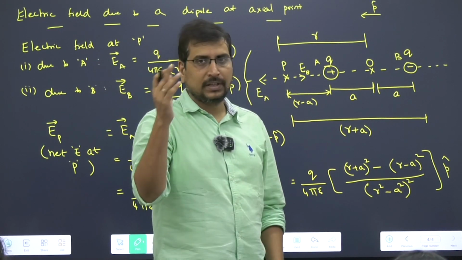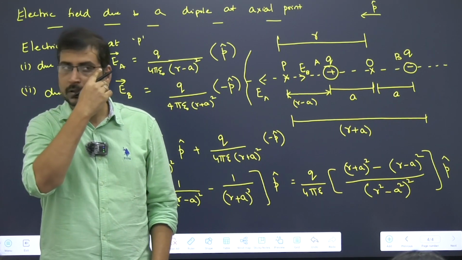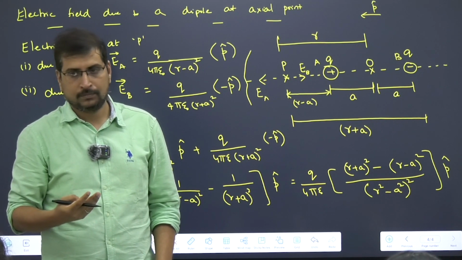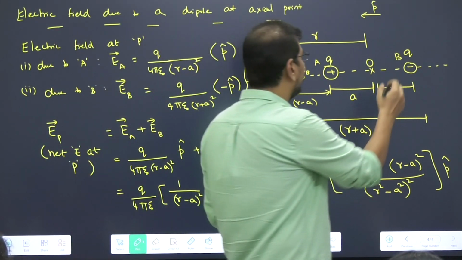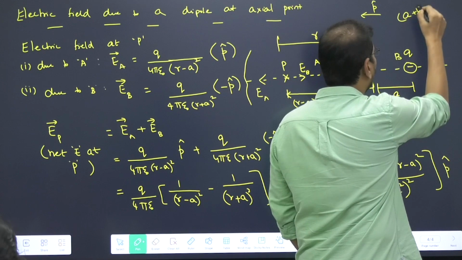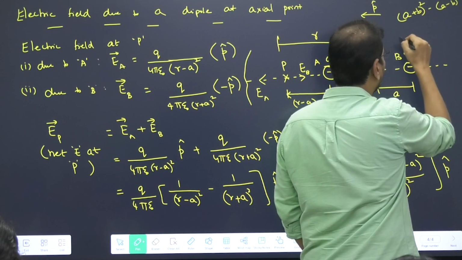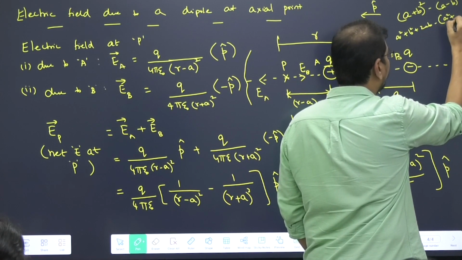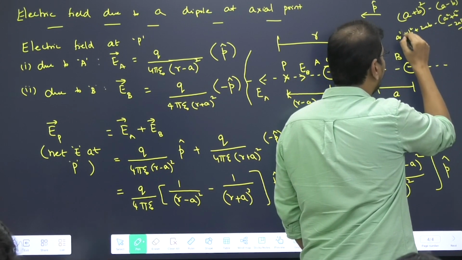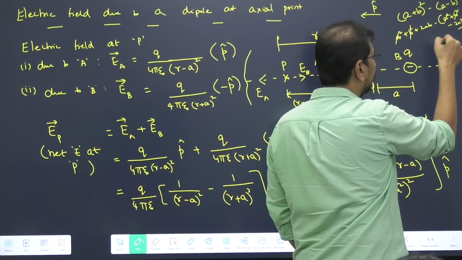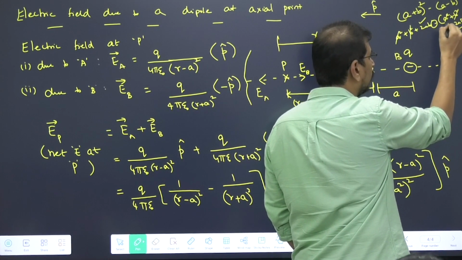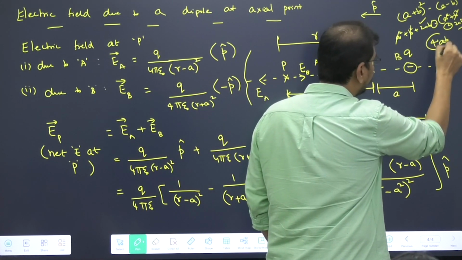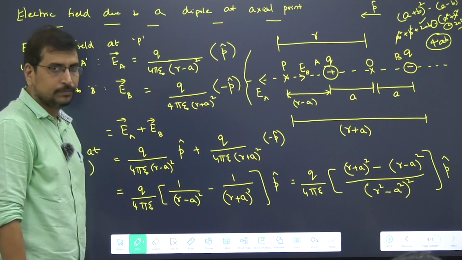What will get cancelled? a square is gone, b square is gone. 2ab will get added to 2ab, which will give you 4ab. Okay, so it's very simple, right? (a plus b) the whole square minus (a minus b) the whole square is a square plus b square plus 2ab minus of (a square plus b square minus 2ab). This a square and this a square are gone, b square and this b square are gone, 2ab will get added to 2ab. So it will give you 4ab. This is an identity, right? Next time you can remember it, right?